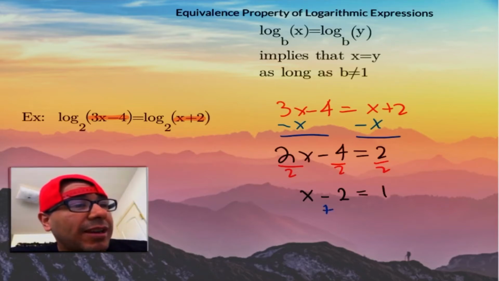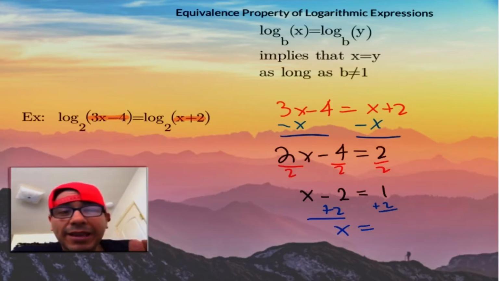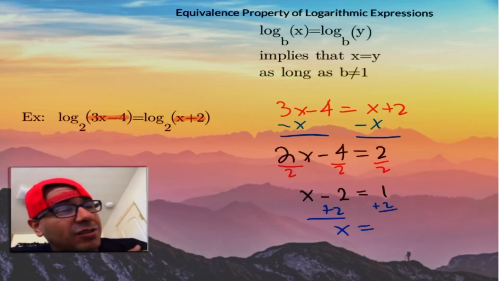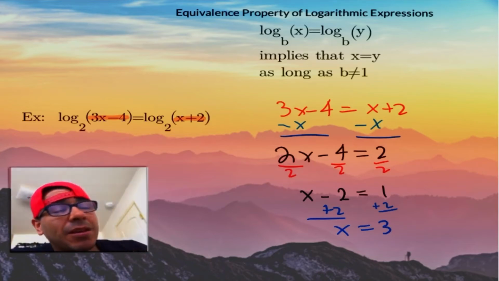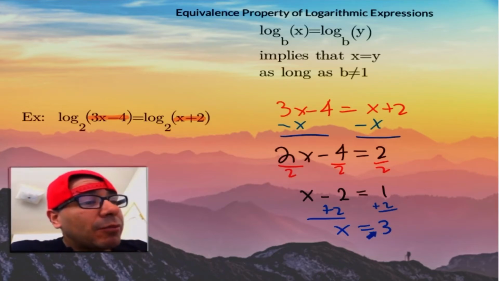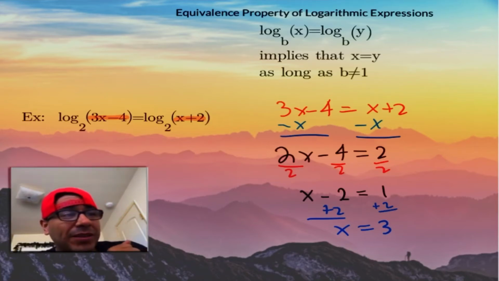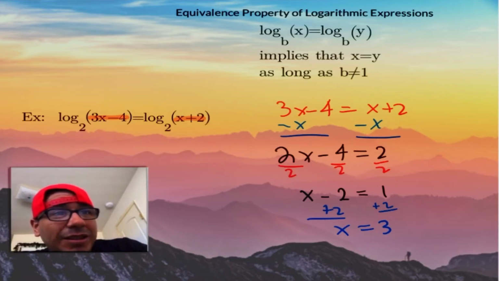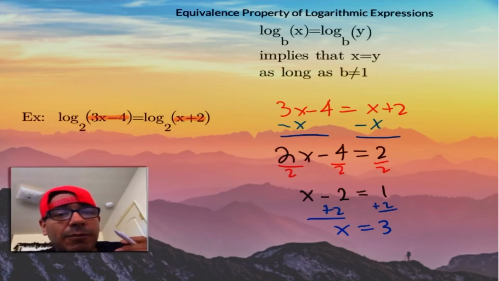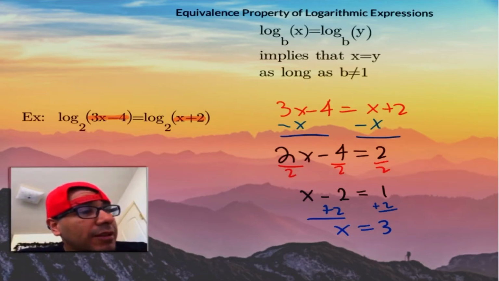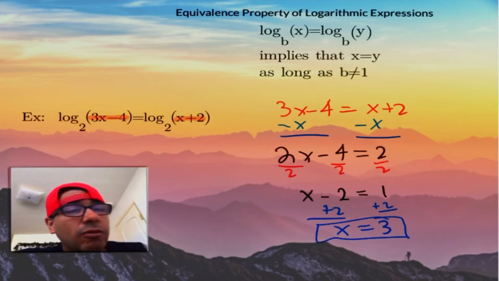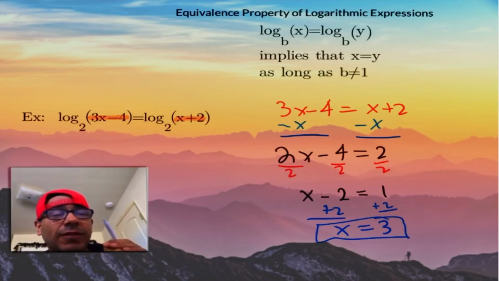So let's go ahead and add 2. And so right away we notice, oh, now the x is by itself. I don't have to divide at the end. So here we have x equals 3. But always remember, we need to plug it back into the original. What you're really checking for is to make sure that when you plug this number into the argument, this argument better be a positive number. And when you check it, it does. All right, so here's our first example of how to solve logarithmic equations using the equivalence property.